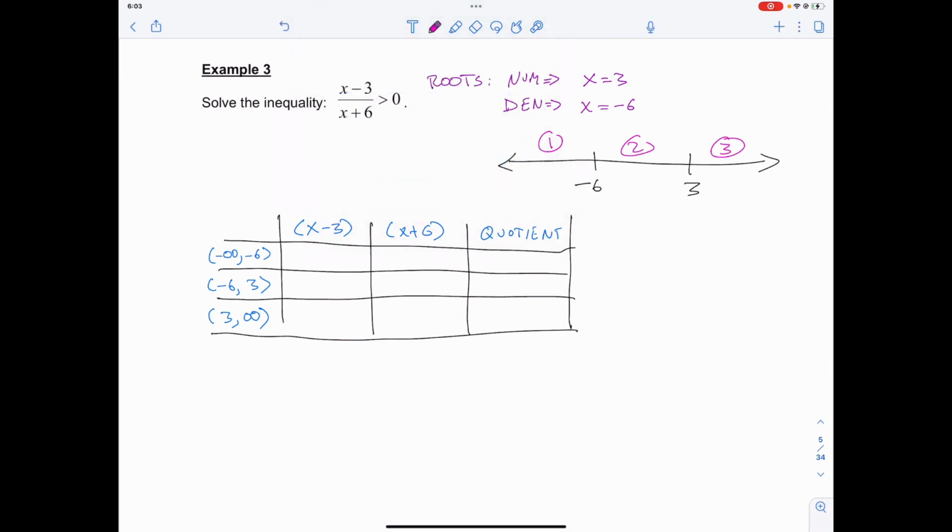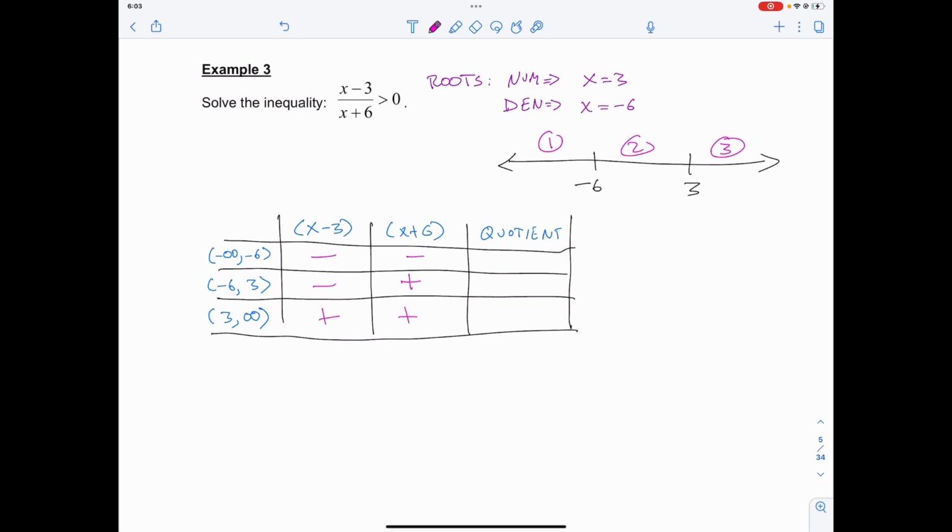And what do we find? Well, when I pick a number smaller than negative 6, then I get a negative and a negative. When I pick a number between negative 6 and 3, so like 0, I get a negative and a positive. And when I go bigger than 3, like 5 or 10, I get a positive and a positive.